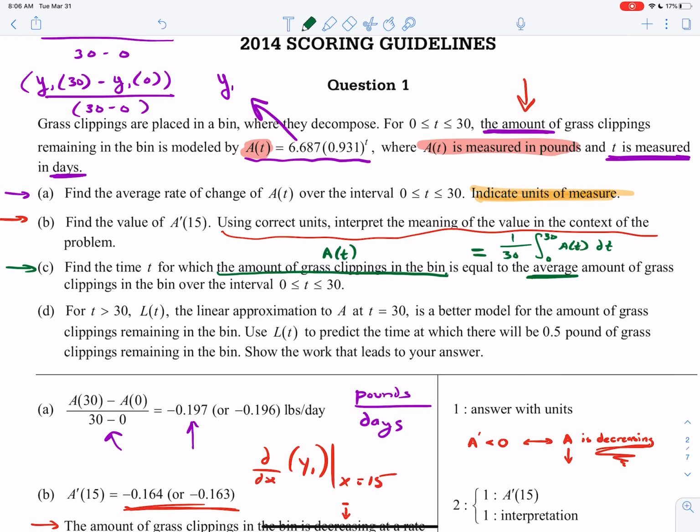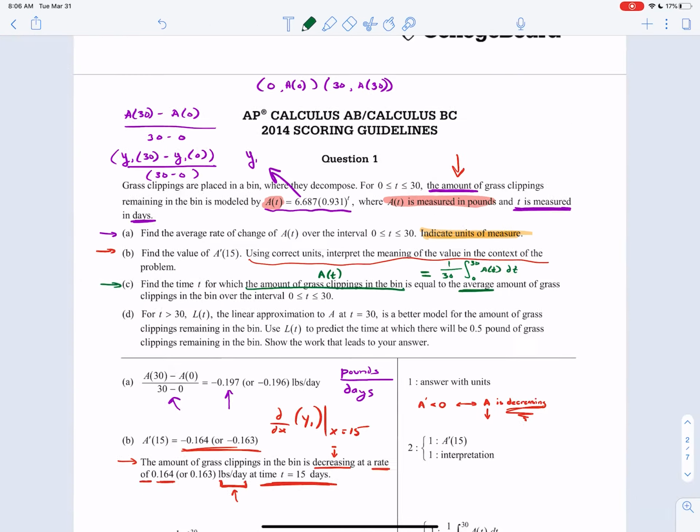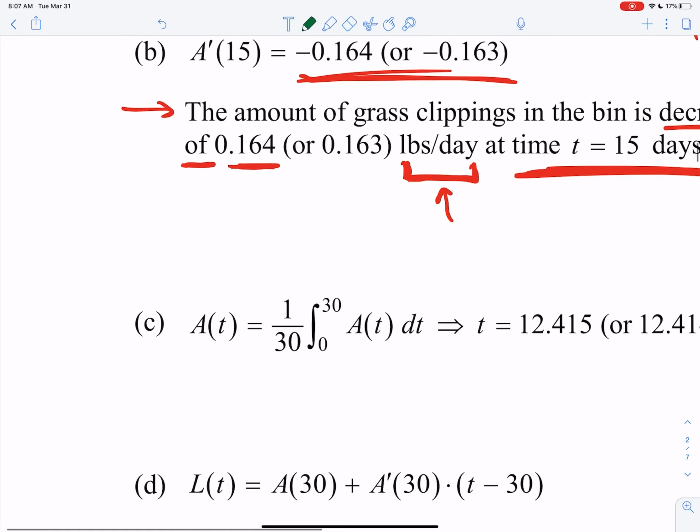Basically, you're setting up this equation where A of t is equal to 1 over 30 of the integral of A of t from 0 to 30. In your calculator, you should have this as y1. You can figure out what this integral is by going to your home screen and doing math 9, from 0 to 30 of y1, and you should get a value.